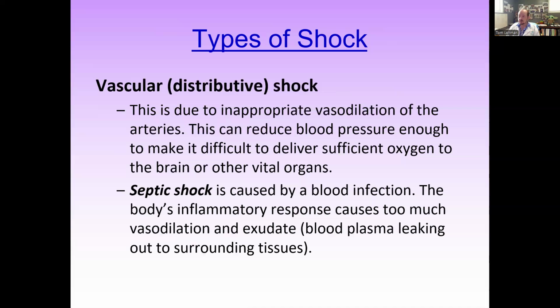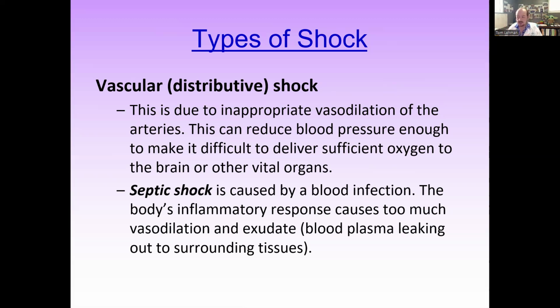Vascular shock, also called distributive, this is due to an inappropriate vasodilation of the arteries. Your arteries maintain an autonomic tone that maintains a proper blood pressure. And so your sympathetic nervous system, even when you're at rest, is sending signals down to keep the blood vessels at a certain tension, which keeps oxygenated blood going all the way up to the brain, feeding you oxygen. If you suddenly turn off that autonomic tone and the blood vessels dilate dramatically, that's going to drop the pressure, and you're not going to be able to deliver enough oxygen to those vital organs.